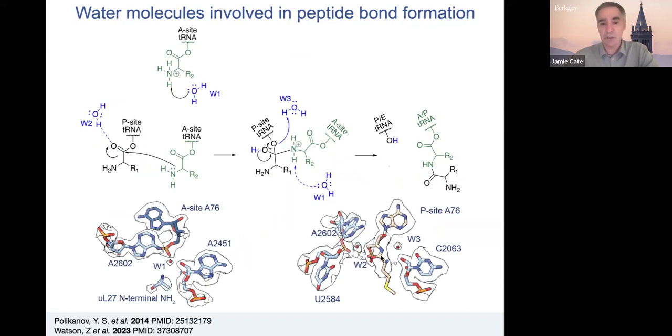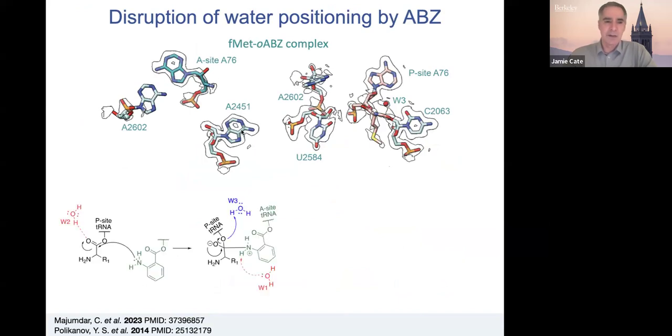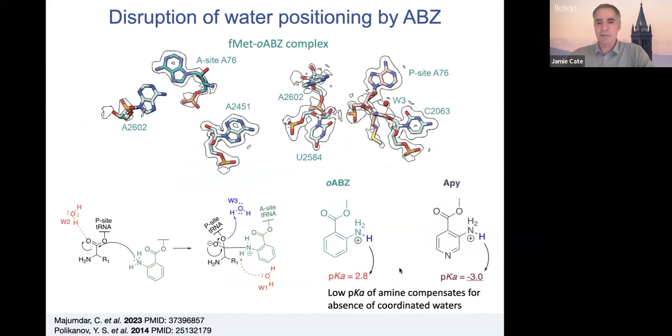This is with natural amino acid substrates. We see all three of these waters, 1, 2, and 3, that have been proposed to be involved in this chemistry. If we look at aminobenzoic acid monomers, we can only see maybe one of these waters. And so the other two just are not there. And just for the chemists, we think that maybe just the pKa of these monomers allows any reaction to happen at all, because they're not positioned very well.